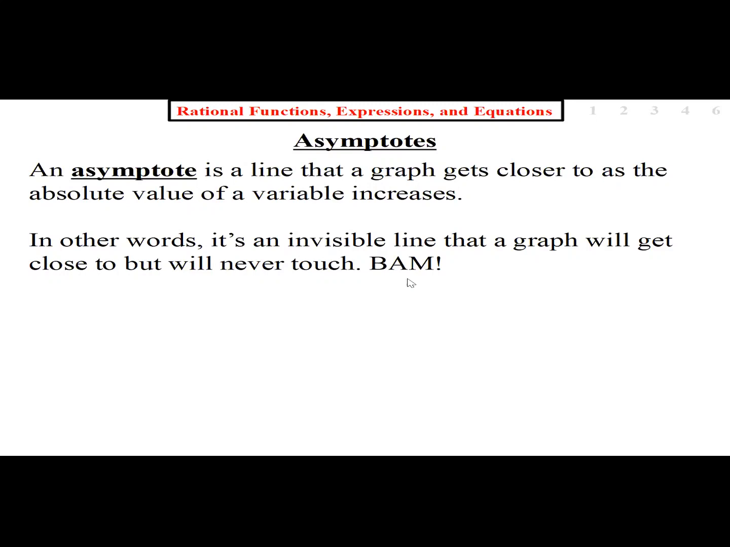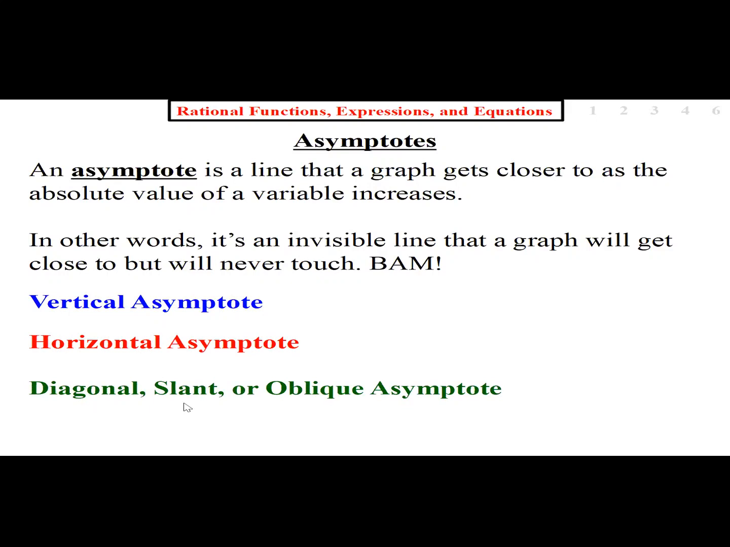There are 3 types: vertical, horizontal, and diagonal. Once again, vertical asymptote in blue, horizontal asymptote in red, diagonal, slant, or oblique in green. We're going to get into that one later because it's probably the most challenging of all of them. Today, we are going to get into the vertical and horizontal. Any questions on asymptotes? Does everybody kind of understand? Yes, Mr. Yu, it's a line that's invisible, and the graph will never cross.